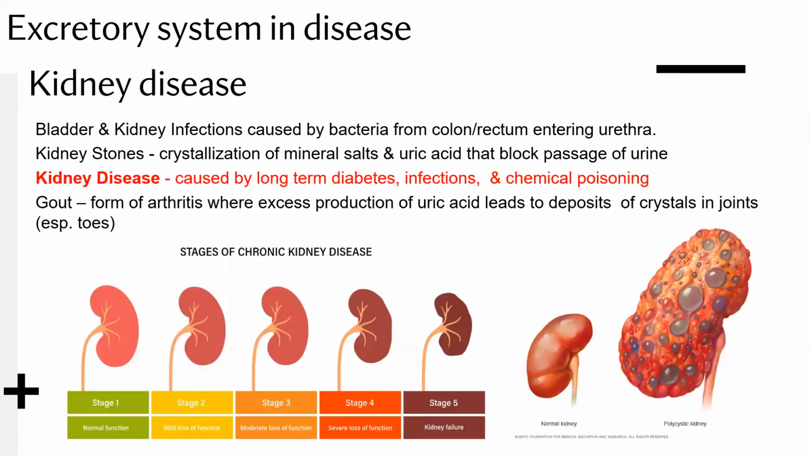The other case is general kidney disease and chronic kidney disease, where it goes through various stages to get worse as a function of diabetes, which is a long-term condition, of course, and infections that are not handled well, or chemical poisoning. And as you can see here, it starts with a healthy, normally functioning kidney, but it gradually loses its function until it fully fails.